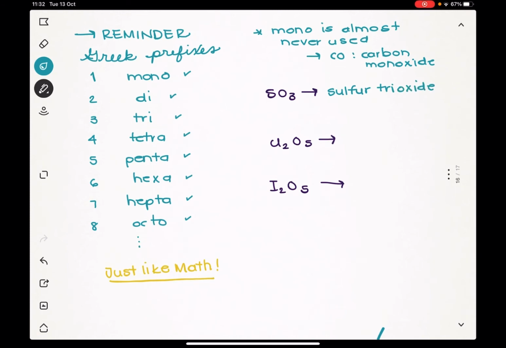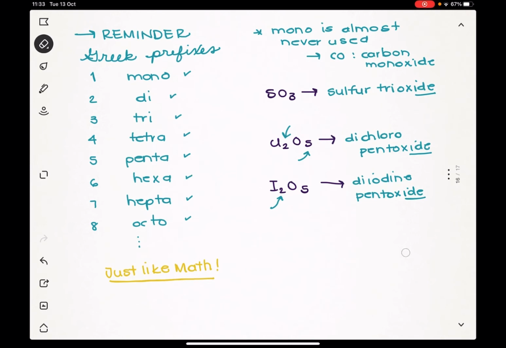The next one, we have 2, so it's dichloro. Remember that the first name is exactly the element. 5, which is pentoxide. Remember the termination "ide" still goes. Now for the other one, the other one is 2 iodines. So it's diiodine, the name of the element, diiodine, pentoxide again, 5 oxygens, so it's pentoxide.